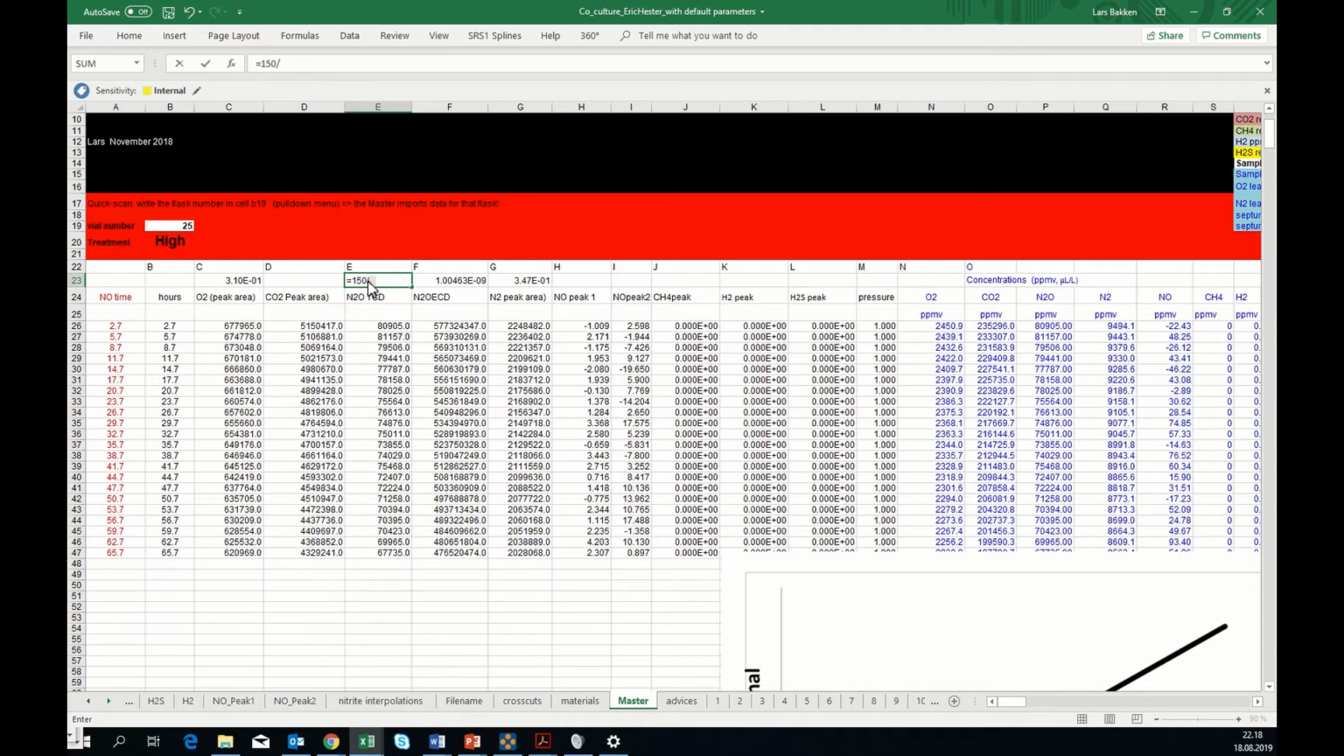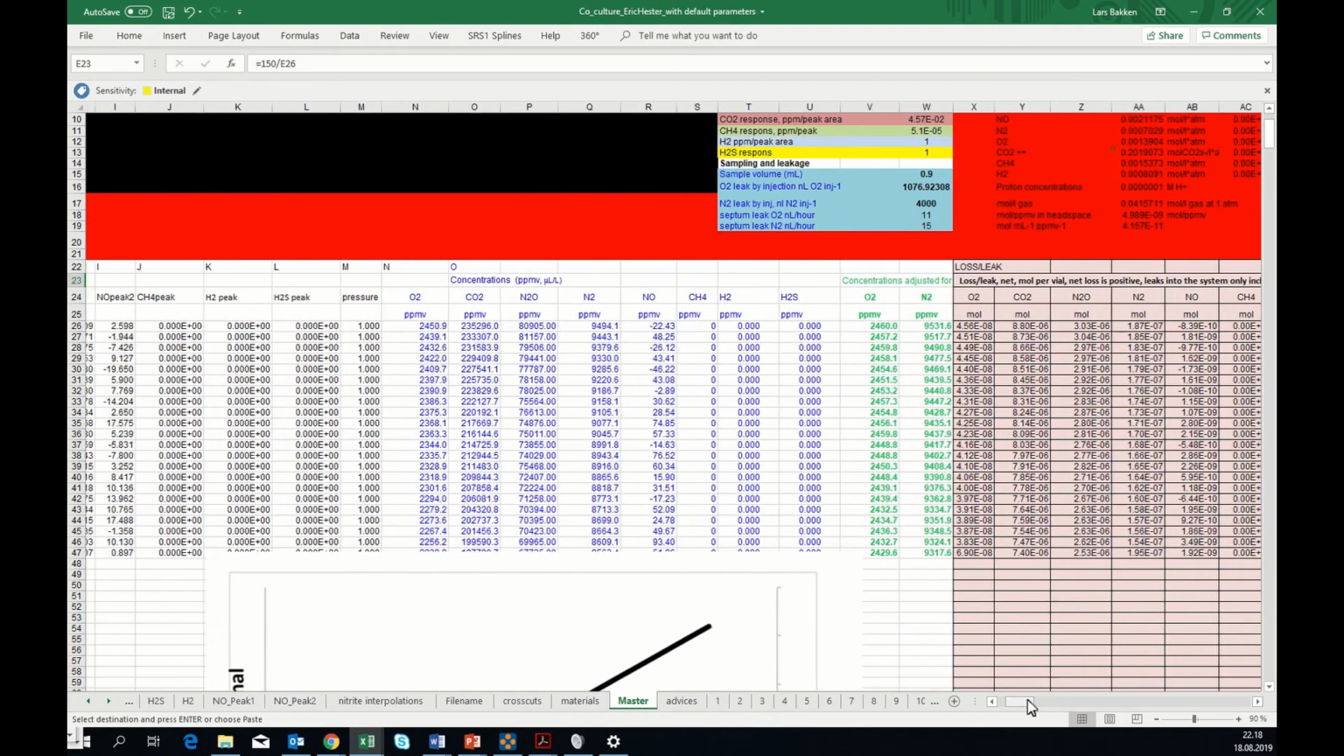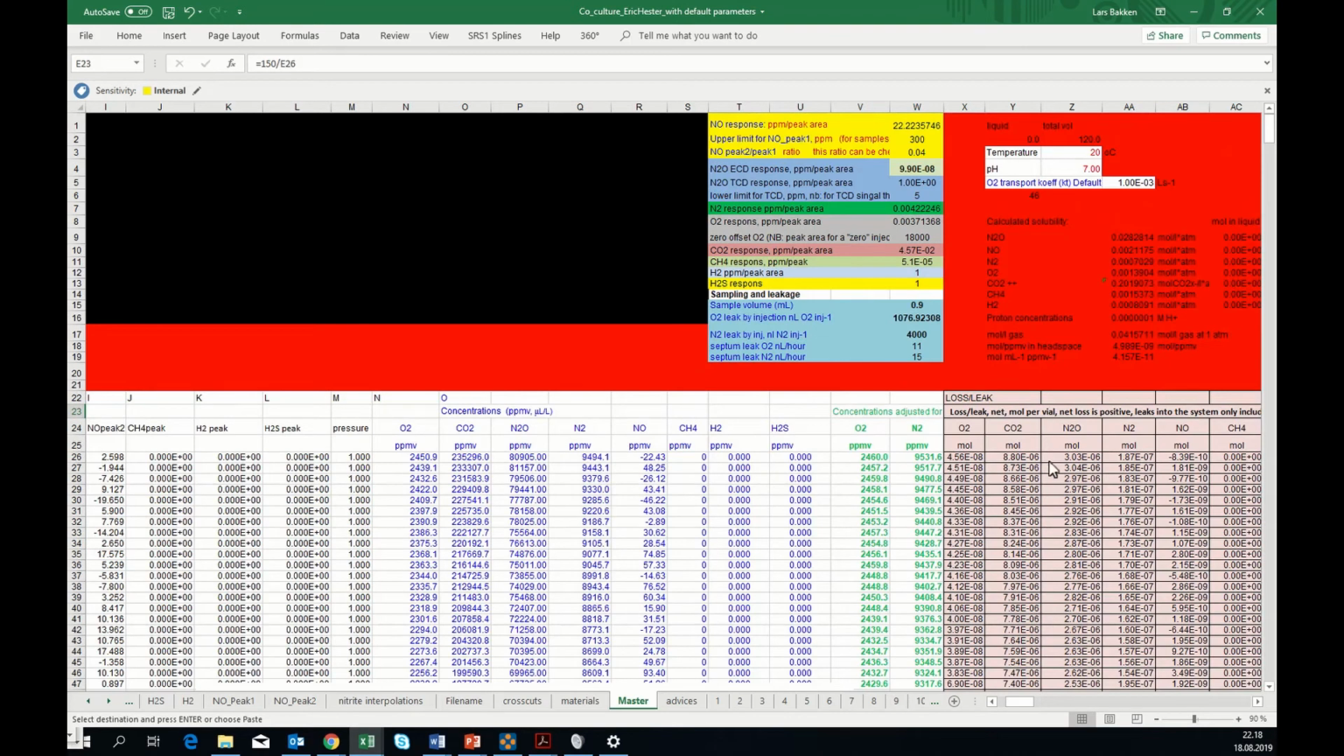and divide it by my first TCD signal, and I get a number again, and I put this into TCD response again as value, and now you see I start at 150 ppm.